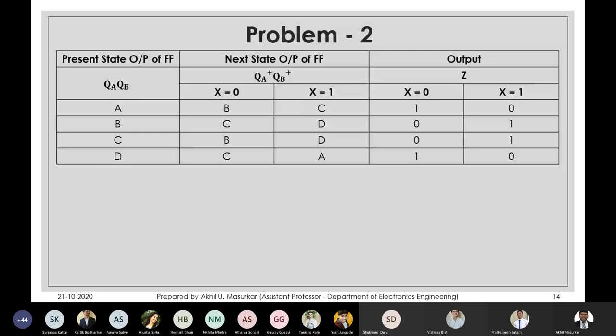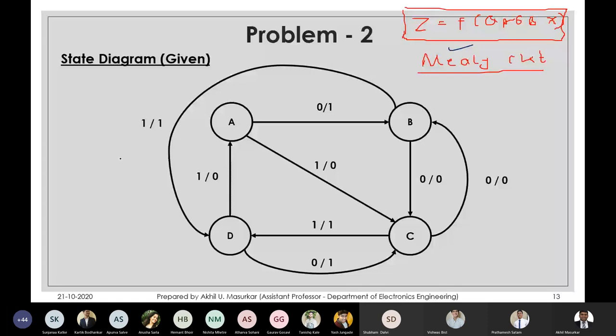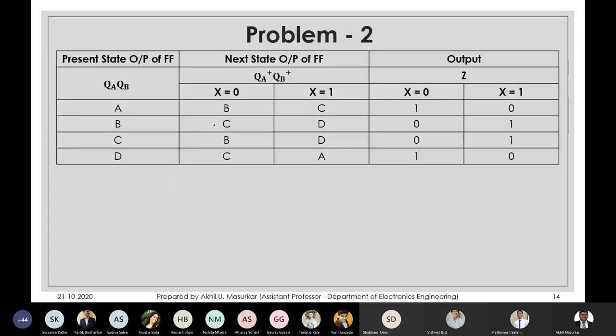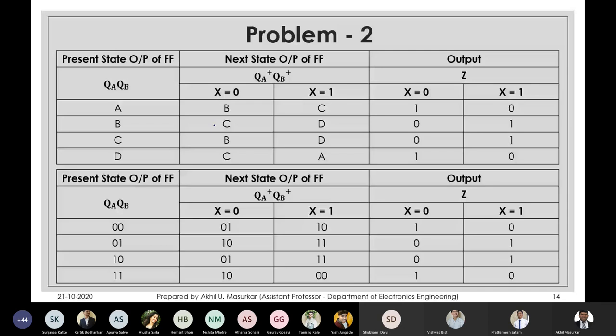And the next states can be easily found out. Not necessarily always will they be given. In the exam, they may write here 0, 0, 0, 1, 1, 0, and 1, 1. If that is the case, then you can directly write the state table in terms of binary values. If not, first you write the state table in terms of the given state diagram, and then you draw the state table with the binary assignments. As you can see here, A is 00, B is 01, and so on for C and D.